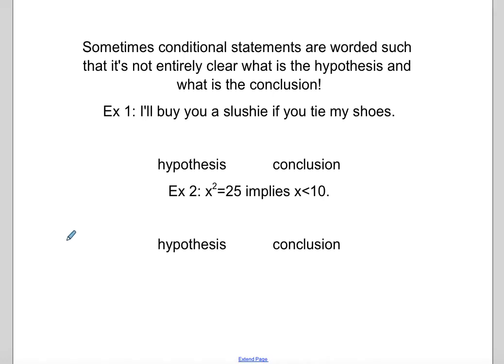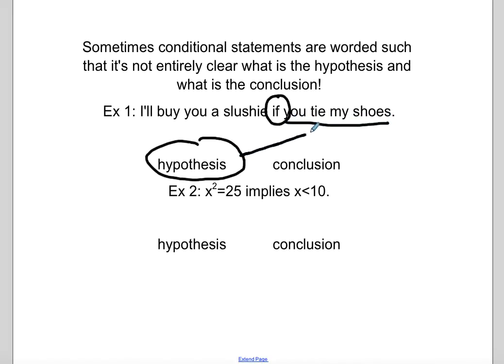Sometimes conditional statements are worded in such a way that it's not completely clear to us what the hypothesis and what the conclusion are. For example, I'll buy you a slushie if you tie my shoes. Well, I see an if here. I don't see any then in this statement, but there is a then implied. So the hypothesis is the thing that we're starting out with. In this case, we're starting out with you tying my shoes. The conclusion is the thing that happens if the hypothesis is true. So in this case, the conclusion is, I'll buy you a slushie.